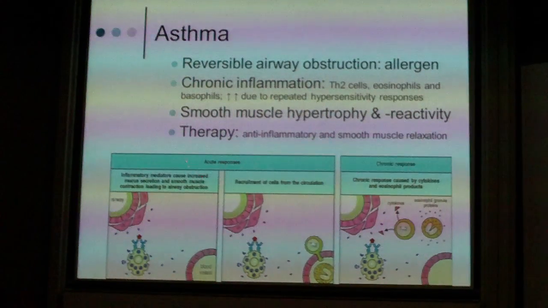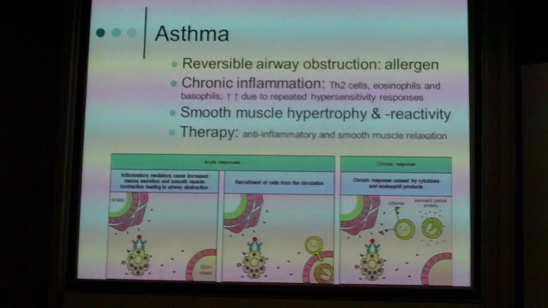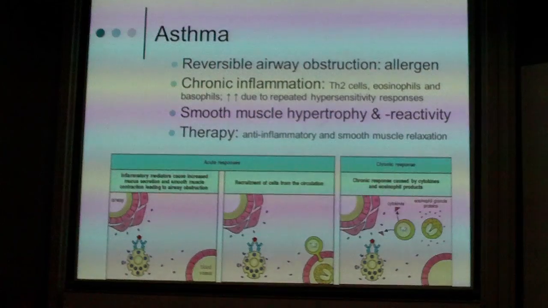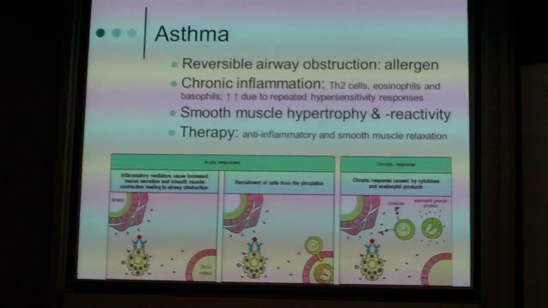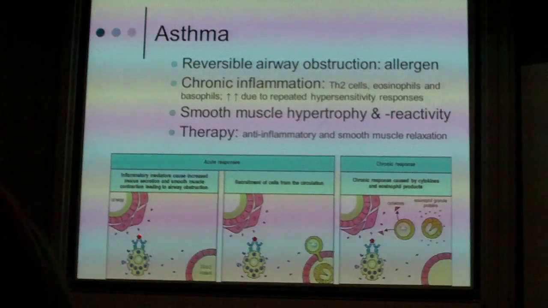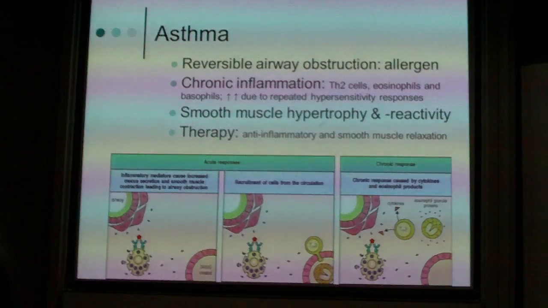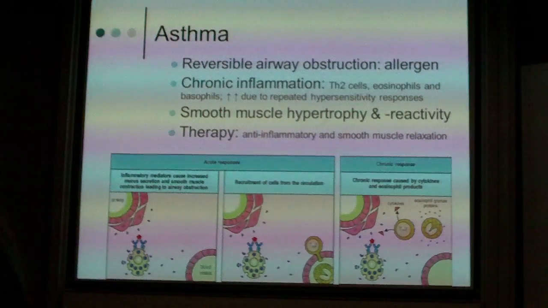So in the acute response, you get the release of inflammatory mediators. They cause increased mucus secretion and smooth muscle cell contraction, leading to airway obstruction. So then you have your asthmatic symptoms. And here we recognize the mast cell with the IgE on top, and this is maybe the allergen that is triggering and inducing the asthmatic response.